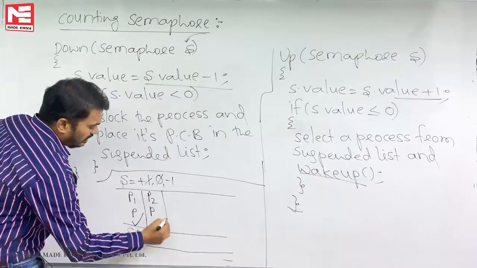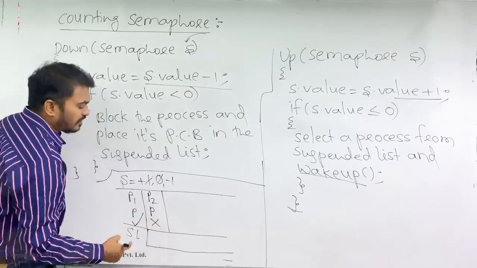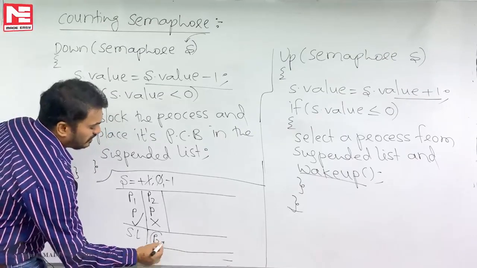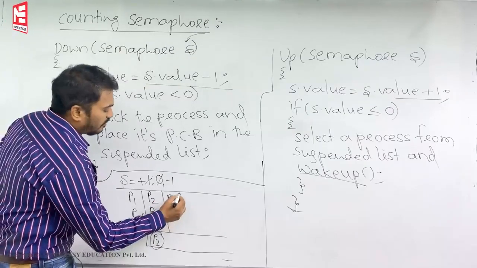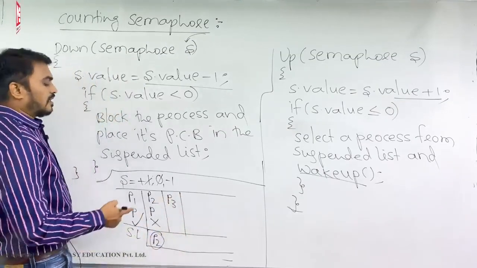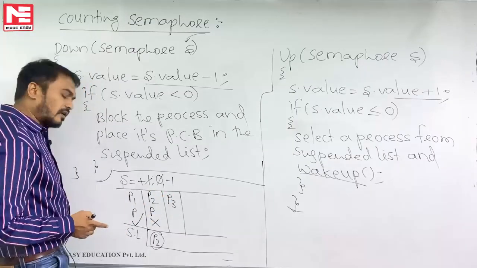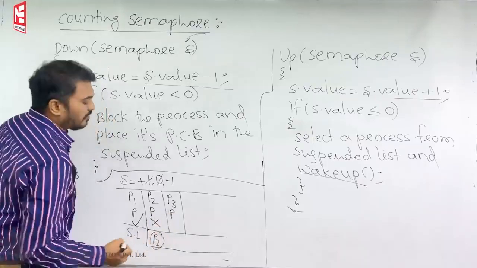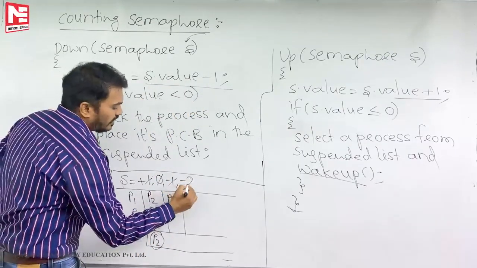Now look here. Tell me, is it successful or unsuccessful? Unsuccessful down operation, and P2 will go into the suspended list. Next, we are performing one more down operation. Listen carefully. Now the semaphore value is minus 1. Process P3 is also performing a down operation. Look here, one more down operation, so the semaphore value is decremented by 1. So this becomes minus 2 here.